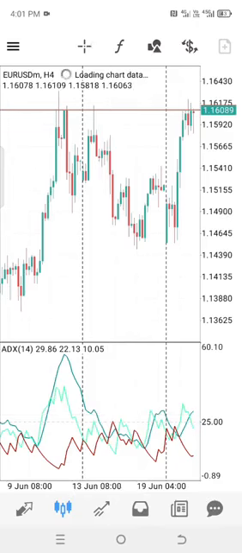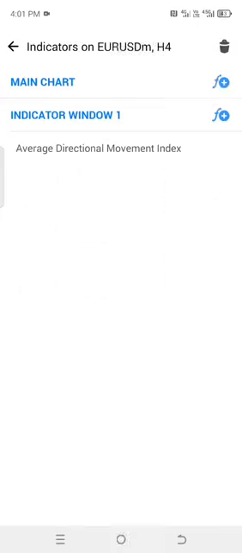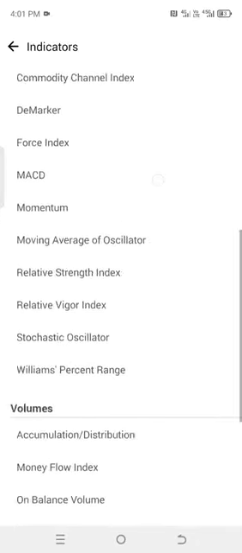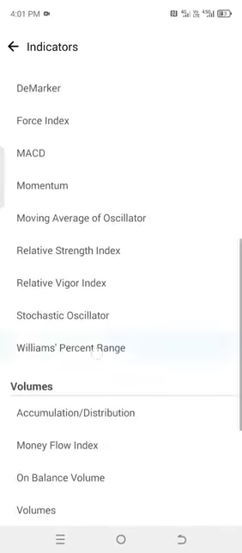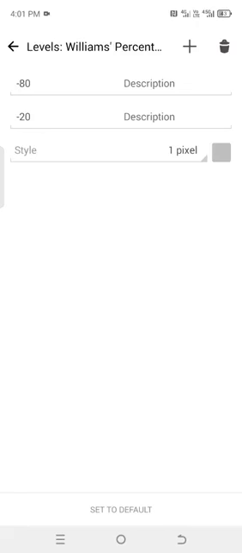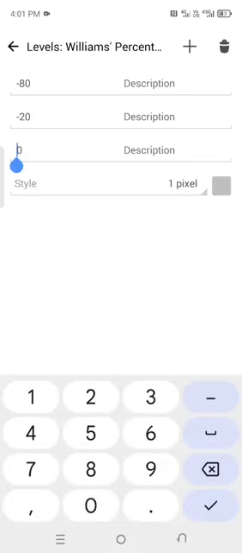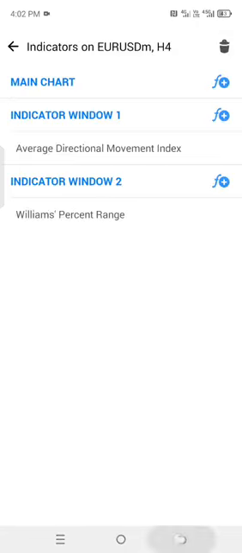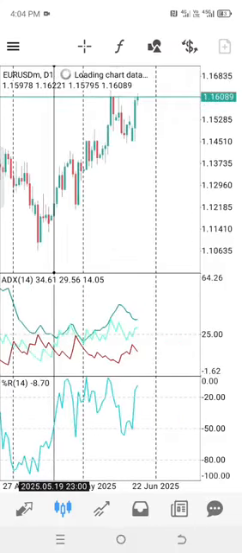Now we're going to be adding one more indicator, which is what we call the Williams percentage range indicator, guys. So I'm going to be adding it to the chart. Now this is my Williams percentage range indicator. So I'm going to be working with a period of 14, levels minus 80, minus 20, and also I'm adding another level, which is the minus 50 to the chart, guys. Very important. Now I'm done. Good.